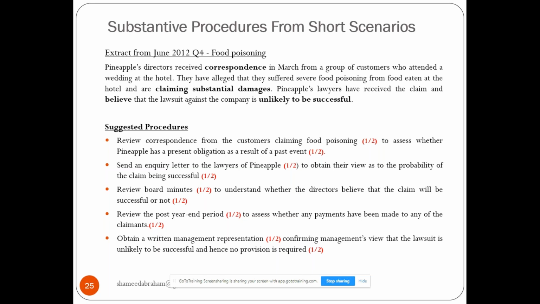Inquiry letter to the lawyers, audit evidence, but why? To obtain their view as to the probability of the claim being successful. Review board minutes. We like the board minutes thing in the exam, but we just go in the exam and say review board minutes, but not saying why. To understand why the directors believe that the claim will be successful or not.